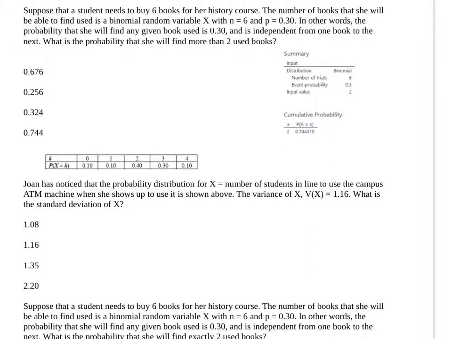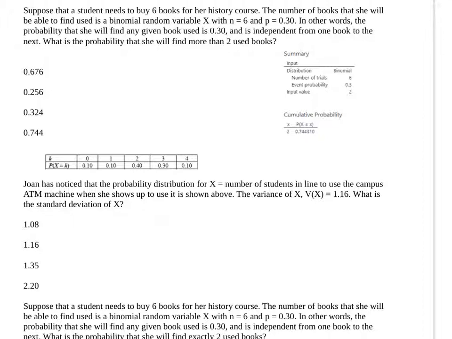Alright. Suppose that a student needs to buy 6 books for her history course. The number of books that she will be able to find used is the binomial random variable x, with n equals 6 and p equals 0.30. In other words, the probability that you will find any given book used is 0.30, or 30%, and is independent from one book to the next. See that? Pay close attention. Independent from one book to the next. What is the probability that you will find more than 2 used books?